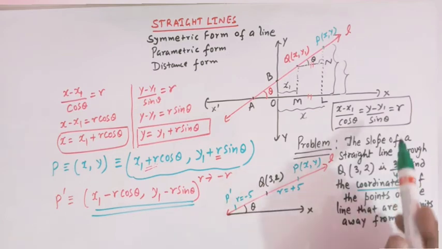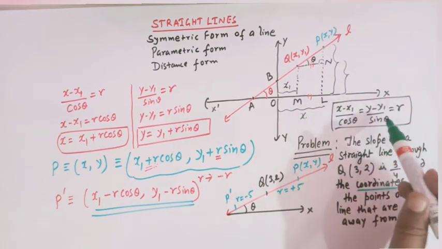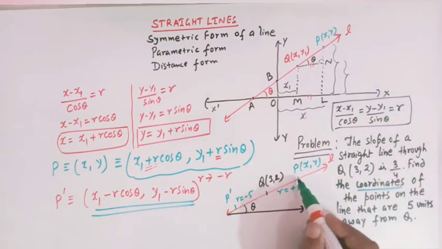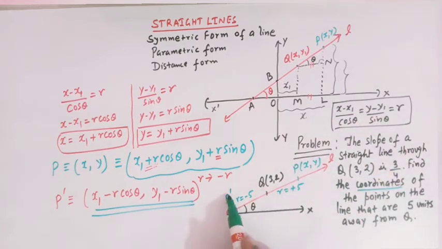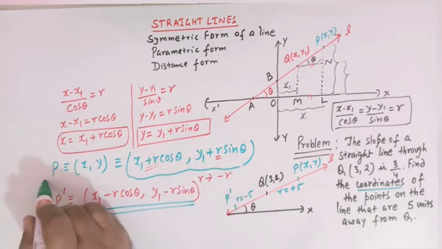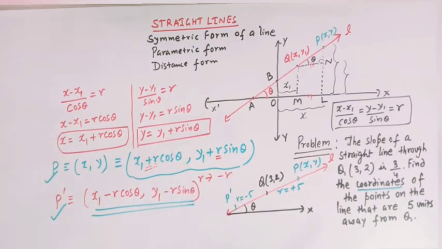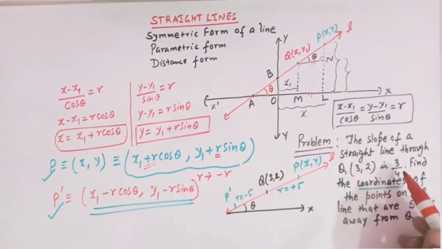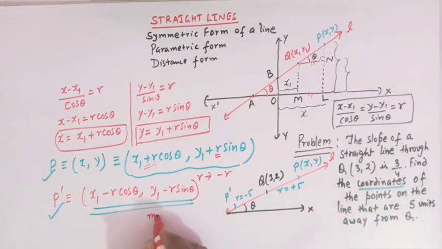So now we'll apply this form, that is this symmetric form, to find out the coordinates of this point P and P prime, right? Or we can directly substitute the value of r cos theta and sin theta in these coordinates as well, right? So see here we have the slope of the line, that is m, we are denoting the slope by m. It is given as 3/4, right? And the slope is given by tan theta, right?